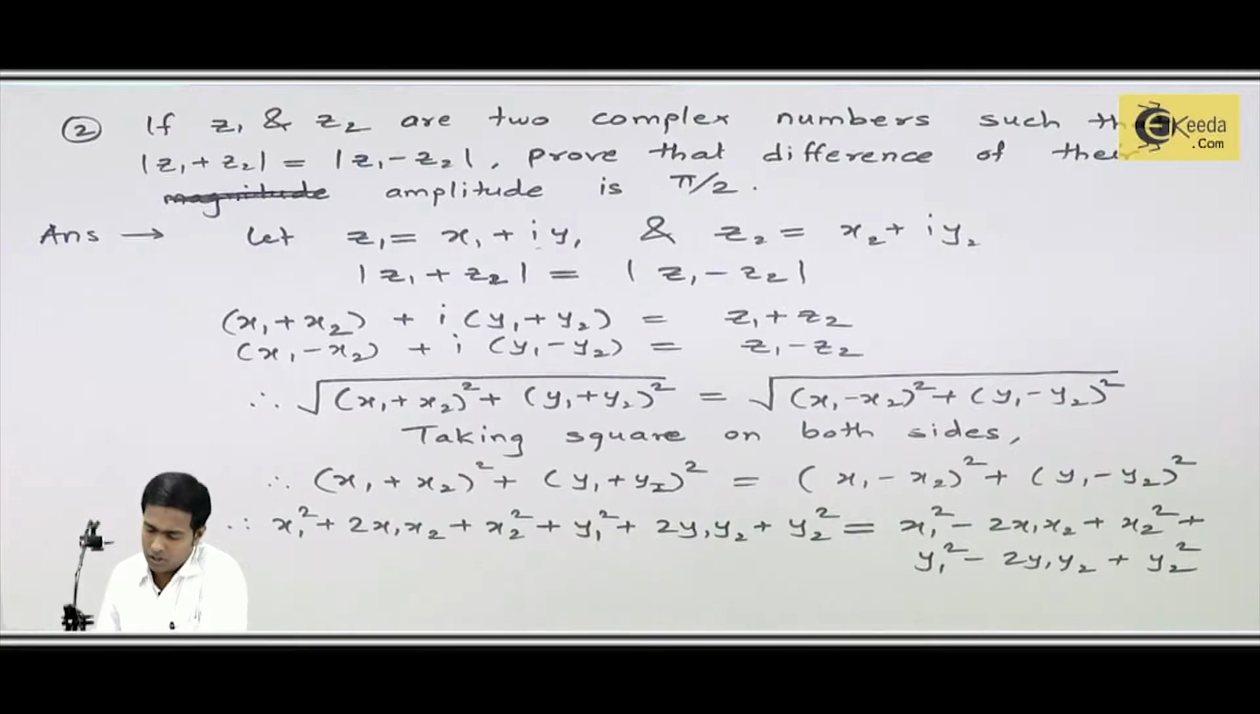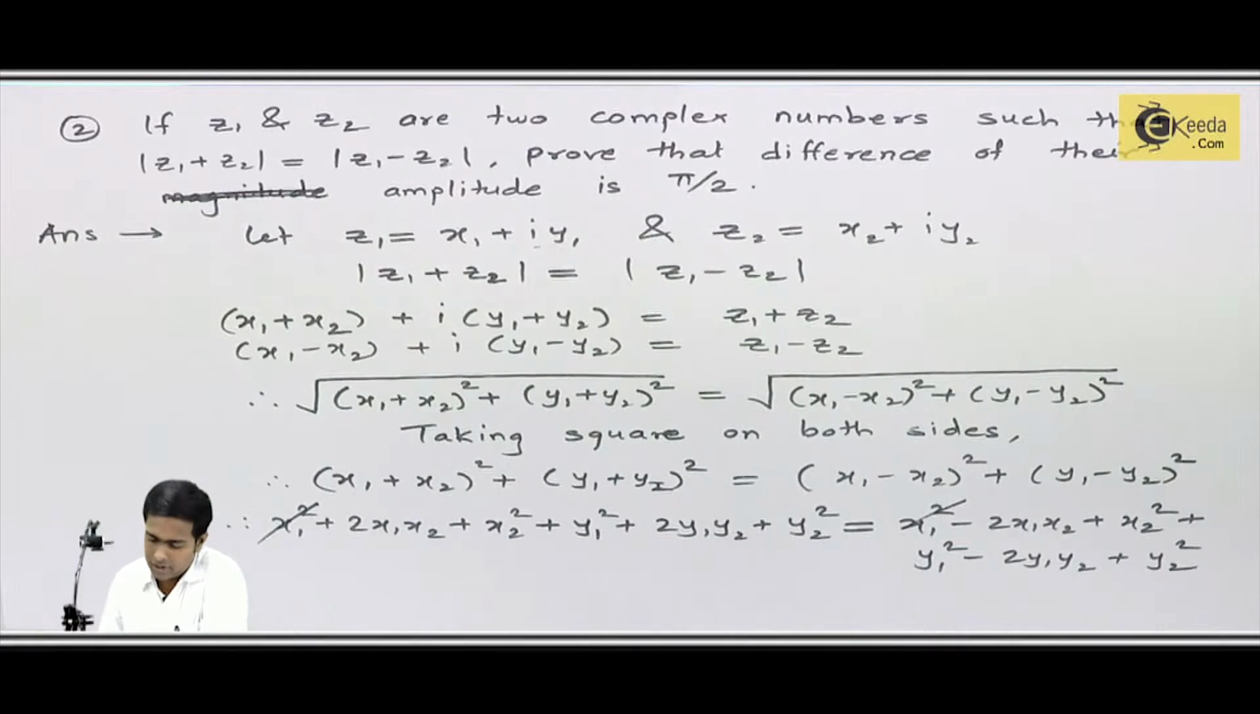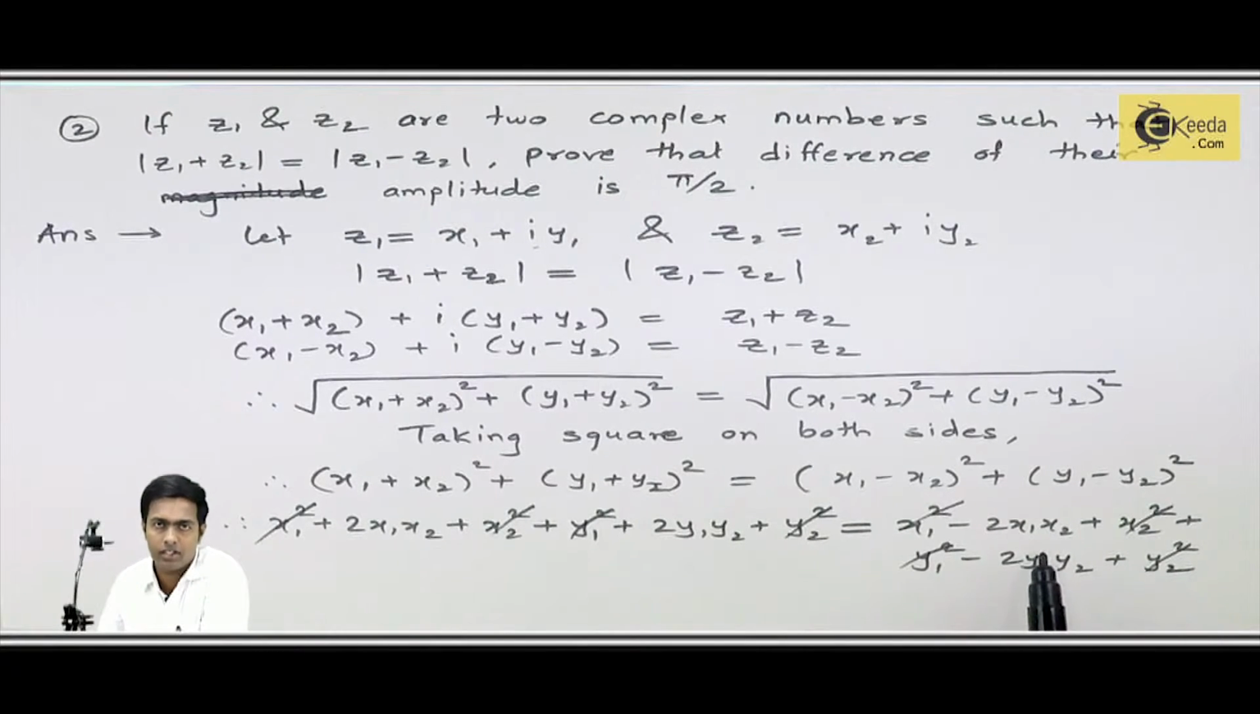Now what we'll do is, we will cancel similar terms on both sides, like x1 square on LHS and x1 square on RHS. It will get cancelled out. Then x2 square, then y1 square, then y2 square. And we will take all the remaining terms from RHS to LHS. So here we have minus 2 x1 x2.